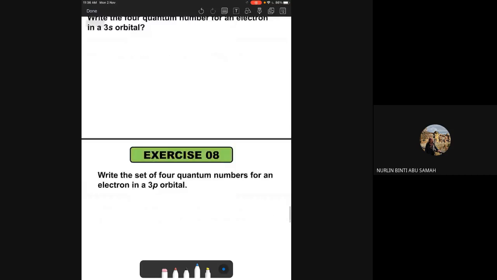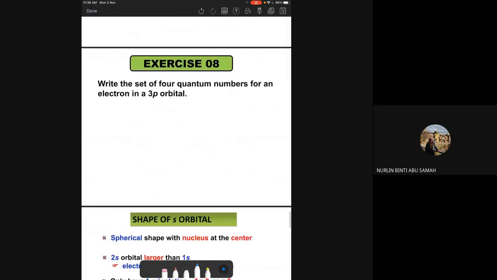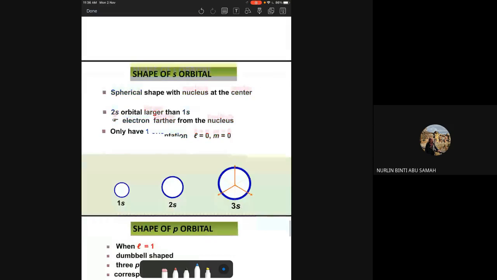Okay, write the set of 4 quantum numbers.